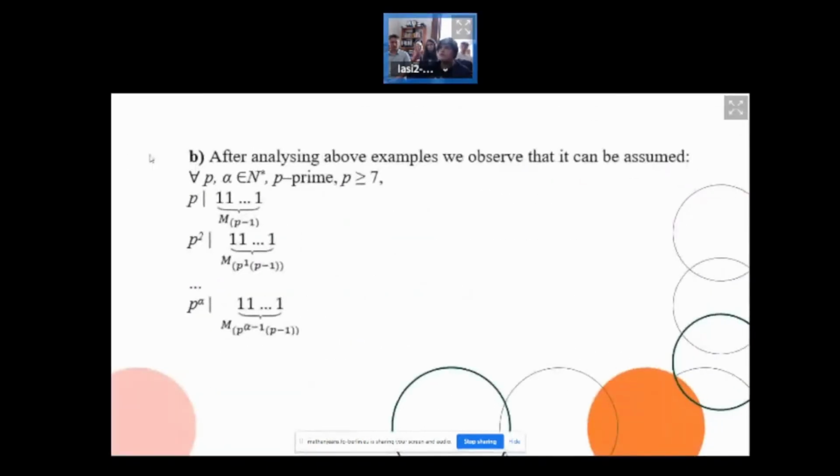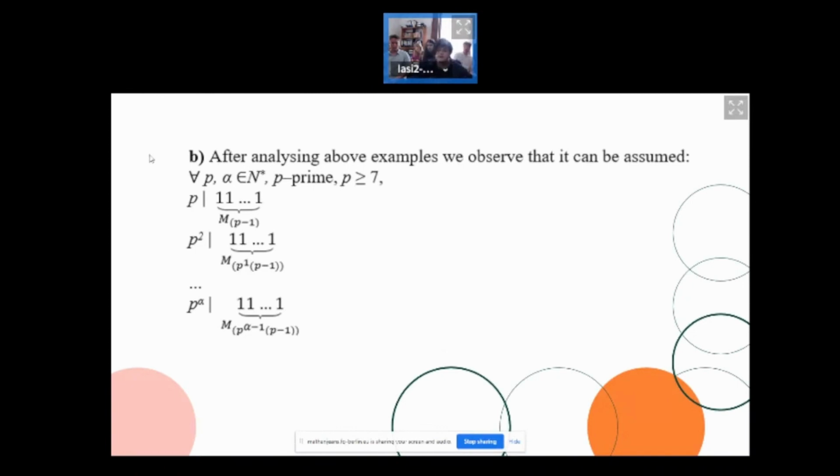And with this, we had some kind of intuition that p to the power of 3 might somehow divide 111 written p to the power of 2 multiplied by p minus 1 times. And again, with our program and doing experiments and analyzing cases, we found that that is true.